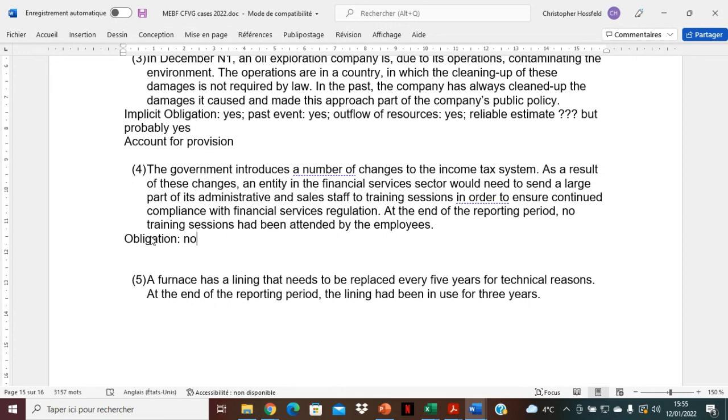What would be other solutions? What can the company do here? I don't want to send my employees to the training. I don't want to do it. And I'm not obliged to do it. What else can I do? Give me some alternatives here. And therefore, we don't have an obligation.